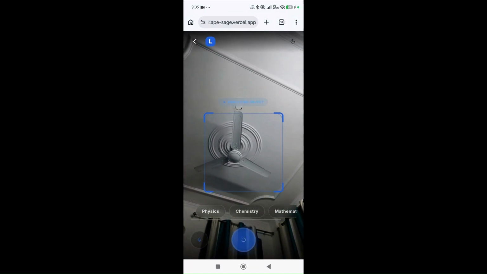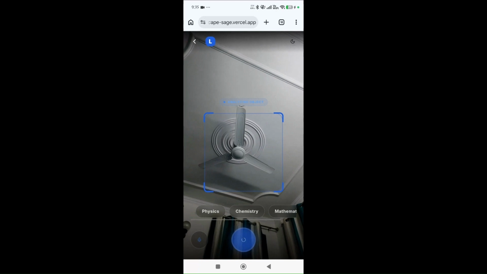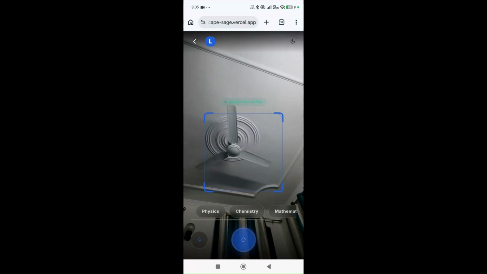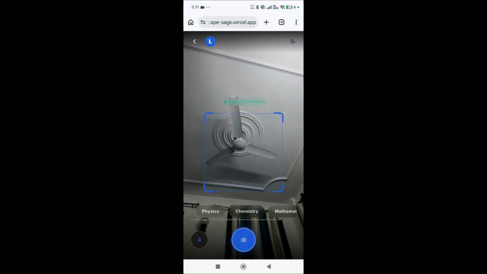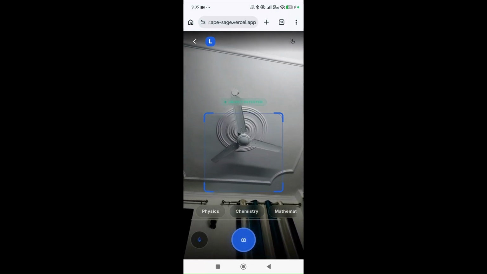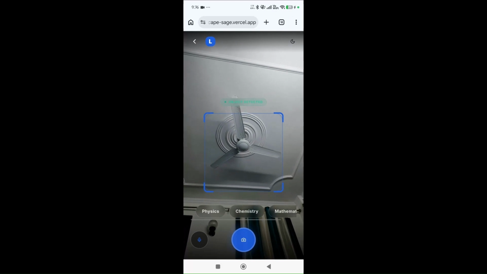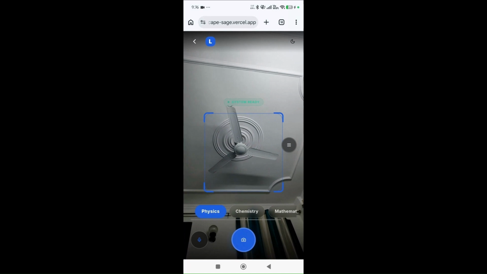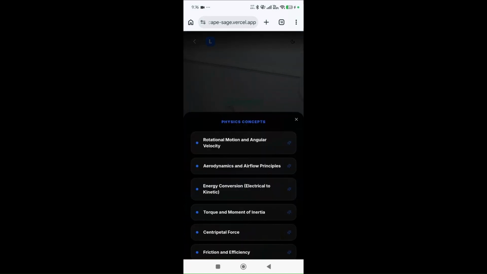I'll just point the camera at the object, and Gemini's multimodal AI will analyze the scene and identify relevant scientific topics related to it. I see a ceiling fan. Would you like to explore the physics, chemistry, or mathematics behind it? You can also ask me a specific question using the microphone. You selected physics. Here are some physics concepts related to this object. Which one would you like to explore?